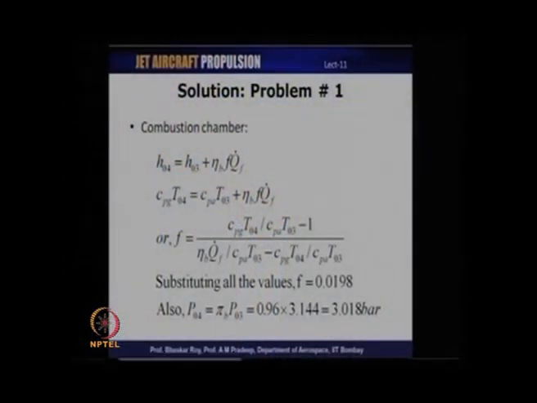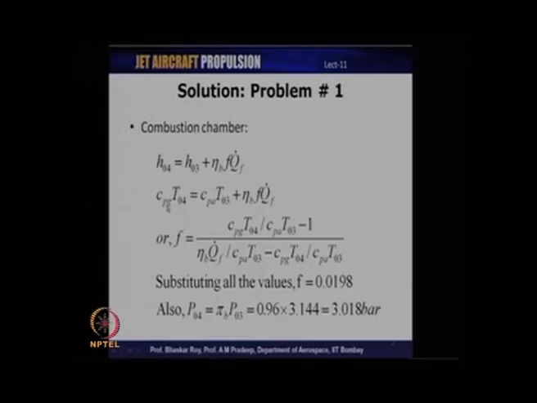So enthalpy at inlet, which is the enthalpy of the air coming in from the compressor, plus the heat of reaction of the fuel, is equal to enthalpy at the exit of the combustion chamber. So we solve this and we should be able to get the fuel to air ratio. So H04, which is the enthalpy at the exit of the combustion chamber, which is the turbine inlet, is equal to H03, which is the compressor exit, plus the burner efficiency or combustion chamber efficiency multiplied by the fuel to air ratio and the heat of reaction of the fuel. We should be able to solve this and get the fuel to air ratio. So Cp times T04 is equal to Cpa times T03 plus eta B into f times Q dot F.